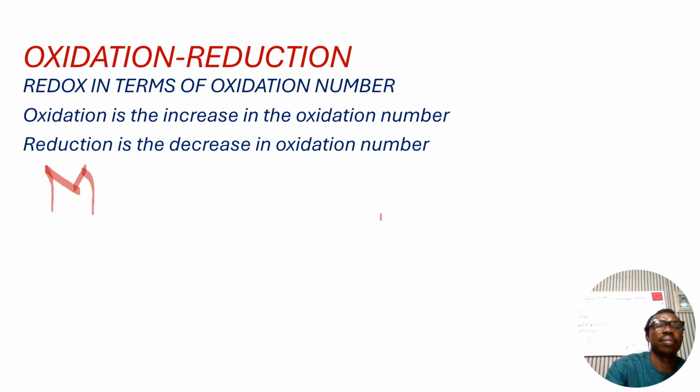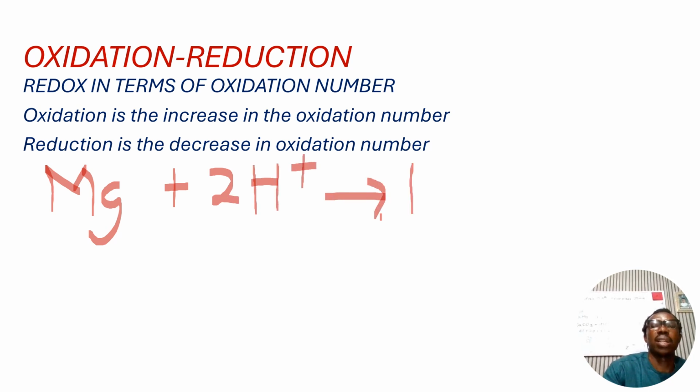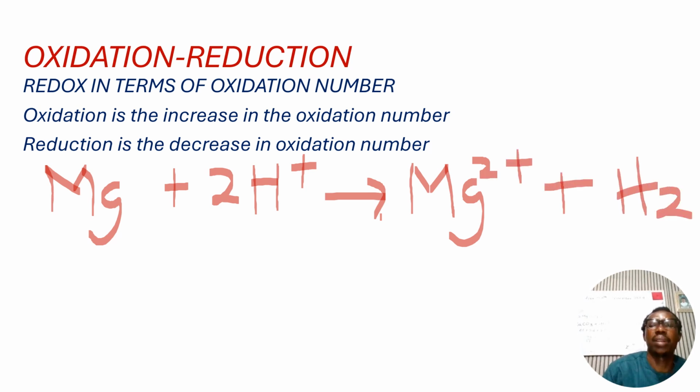Magnesium reacts with hydrogen ion to give you magnesium ion, Mg2+, plus what? Hydrogen gas, or hydrogen molecule. The oxidation number of magnesium is 0 here. The oxidation number of hydrogen here is +2. The oxidation number of magnesium here is +2. The oxidation number of hydrogen here is 0.